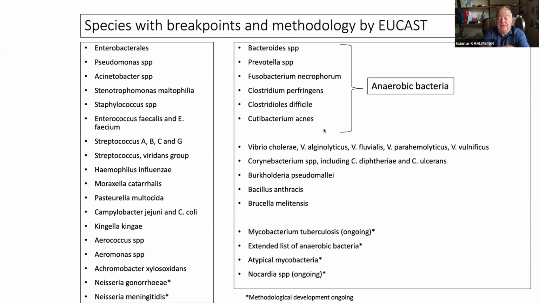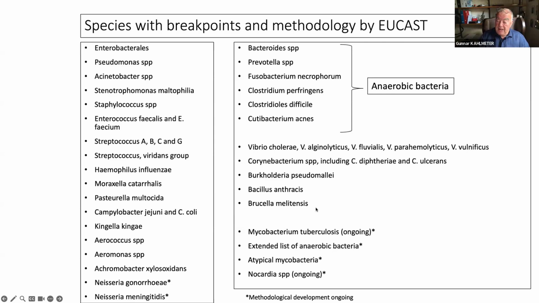We have dealt with Burkholderia pseudomallei, Bacillus anthracis, Brucella melitensis, and we're now dealing with reference methods related to Mycobacterium tuberculosis and other mycobacteria. And actually, the day before yesterday, we had a major Zoom meeting on deciding on the reference broth microdilution method for MIC testing of mycobacteria. We're still struggling with Nocardia, but we think that during 2025, we will have criteria also for Nocardia.